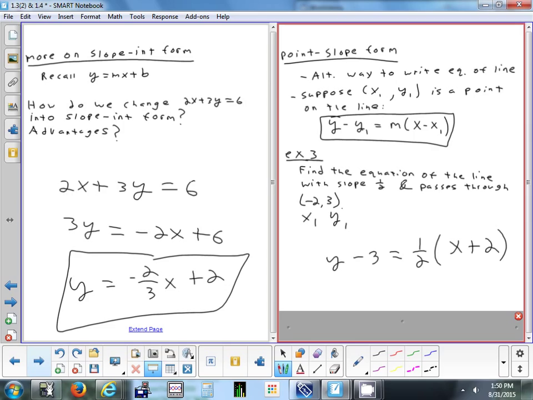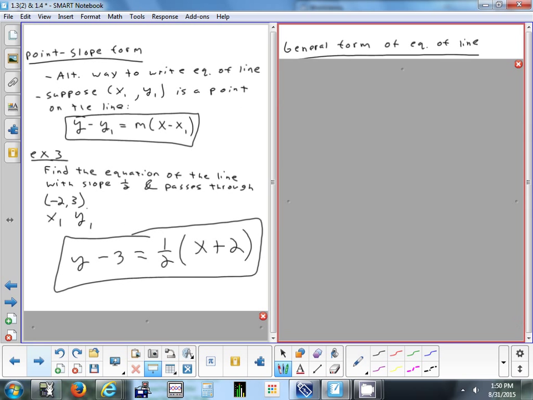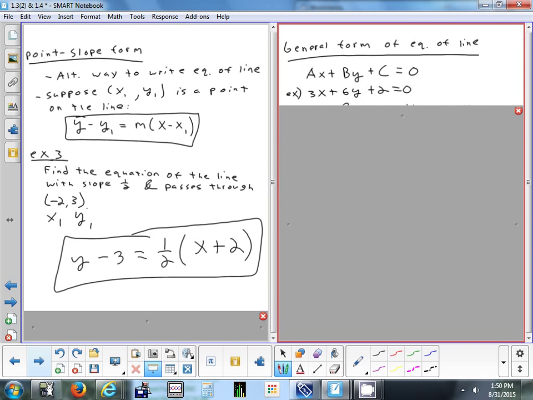Okay, and this is perfectly fine, unless they want it in y-intercept form. Then I'd distribute the 1/2 and add 3, and you could get y by itself. I'd say most of the time it's a good idea to put it in y equals mx plus b. General form, don't worry about that. We're not going to use general form that much. It's basically where you get it equal to 0 and put everything on the other side.